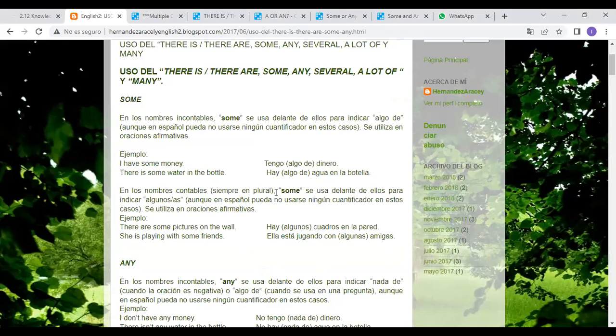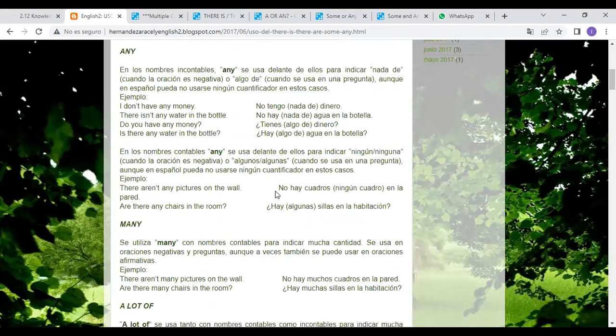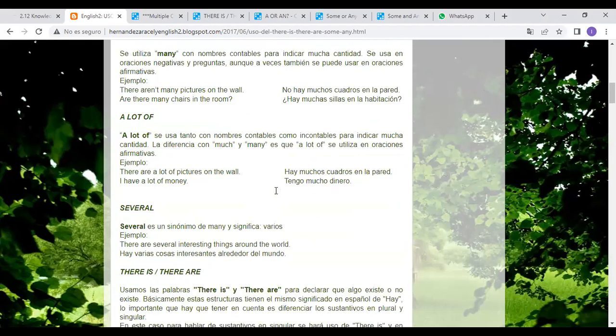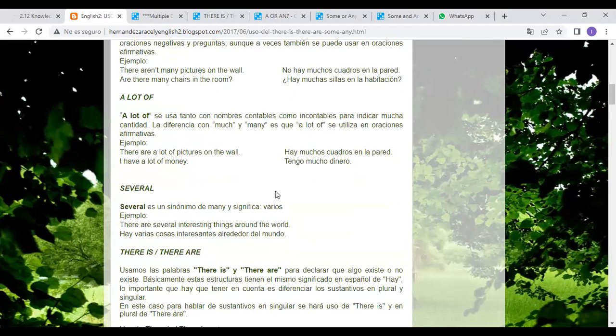Okay, I have here "a lot." A lot is the most useful thing. You can use it for countables and uncountables, right? So "a lot of" is like the substitution of much and many. It can mean mucho, muchas. It's singular and plural.